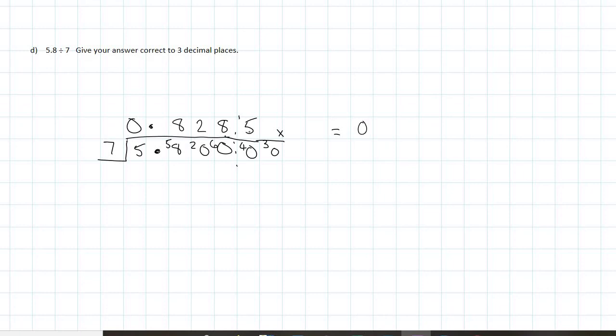So my answer to 3 decimal places: I've got a 5 after where I'm going to round it, so that 8 is going to round up to 9. So I've got 0.829 to 3 decimal places. And that is how you divide decimals by a single digit.